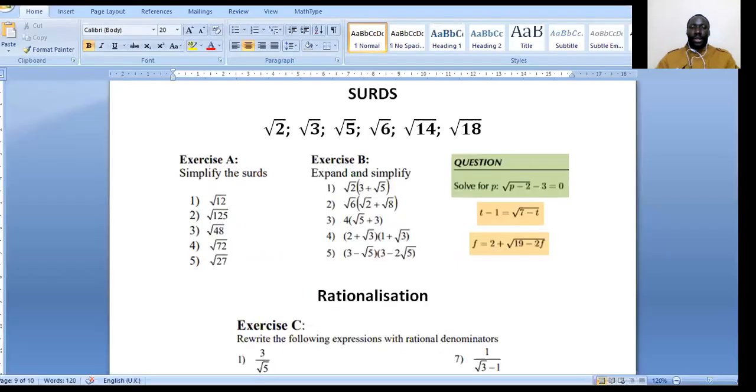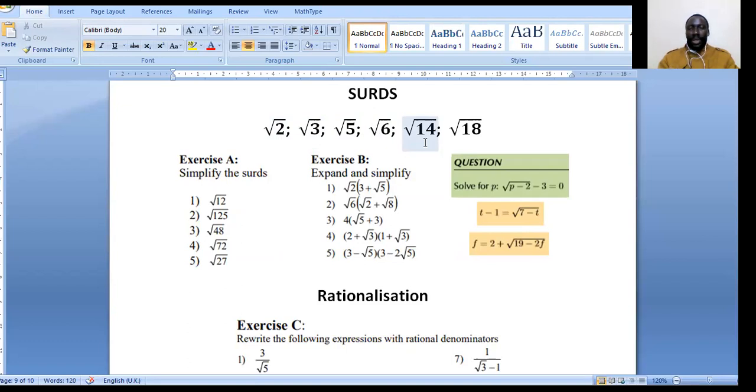So I'm going to be sharing a screen with you right away where we will be having these numbers, and we will look at how we will handle them mathematically. So right before you is what we call surds. These numbers are square root of 2, square root of 3, square root of 5, square root of 6, and they keep increasing like that. They are known as surds. They are irrational numbers.